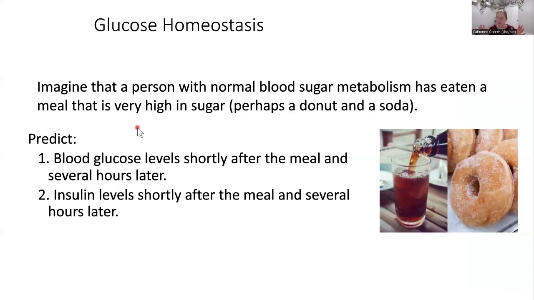I want you to imagine that you are a person with normal blood sugar metabolism, which means you do not have diabetes, and you just ate something that was super high in sugar, perhaps a donut and some cola. So I want you to think, what are your blood sugar levels going to be like right after you ate the donut and cola? And then what are your blood sugars going to be like several hours later? Think also, what is the insulin level going to be like right after the meal and several hours later?